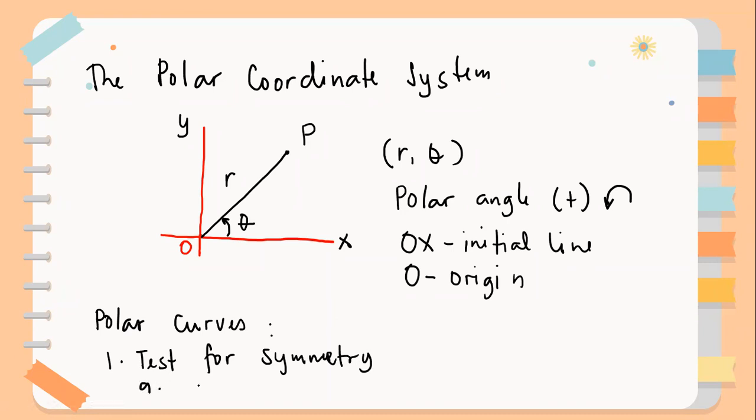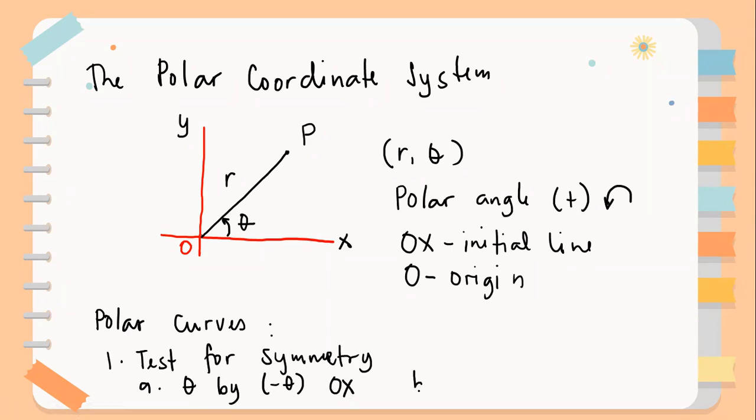Letter A, replace theta by negative theta. If the equation is unchanged, then the curve is symmetric with respect to OX.